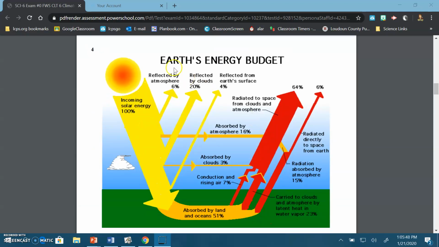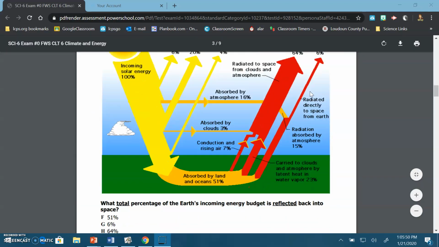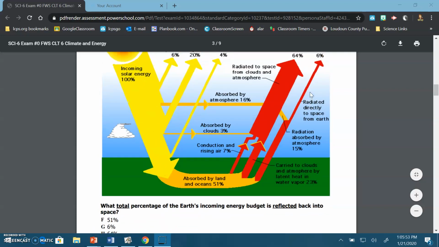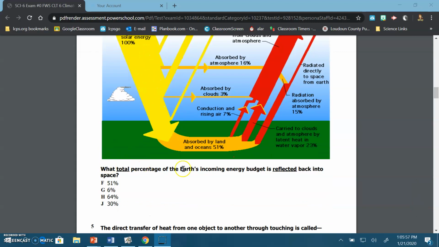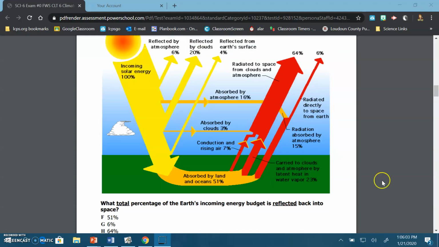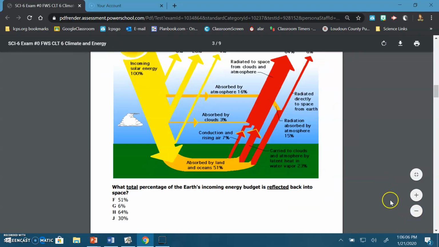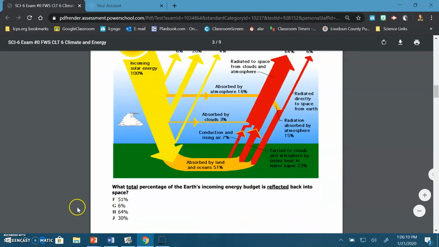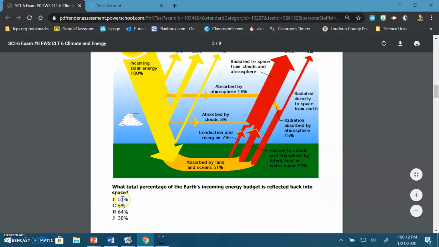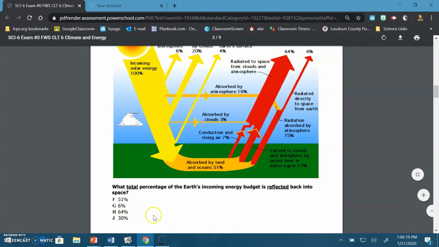Number 4, Earth's energy budget. So we're going to use this diagram to help us answer this question. It says, what total percentage of the Earth's incoming energy budget is reflected back into space? So is it 51%, F, G, 6%, H, 64%, or J, 30%?